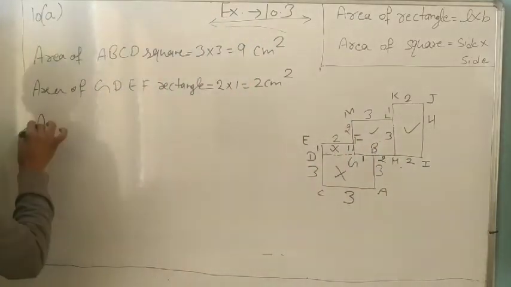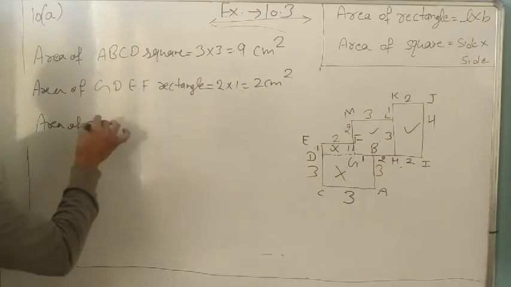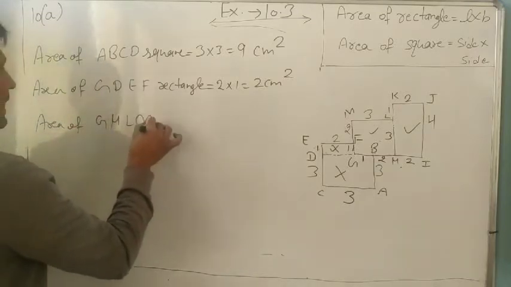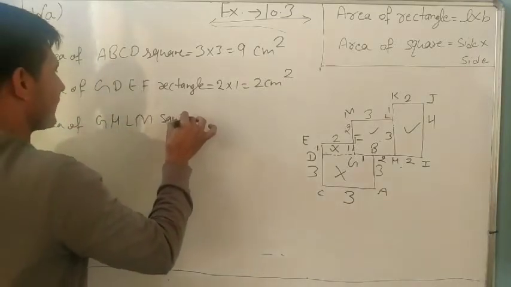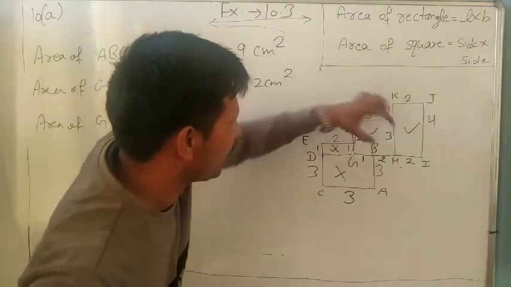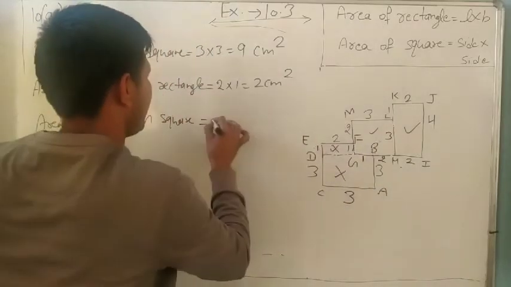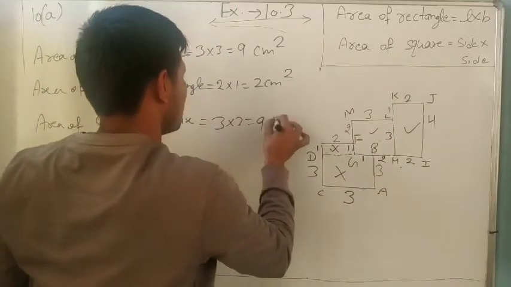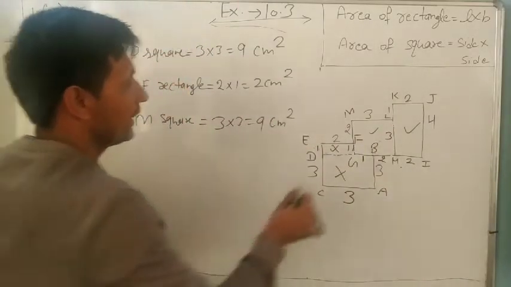Area of G, H, L, M square. How much? Side into side. It is 3, and it is also 3, because 2 plus 1 is 3. So 3 into 3 is 9 centimeter square. It is also finished.